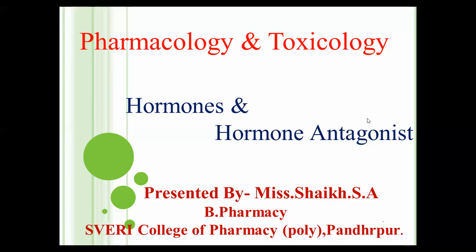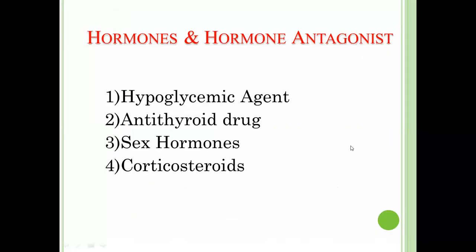In today's lecture, we are going to start the next unit in pharmacology and toxicology: hormones and hormone antagonists. In this unit, we have to study ten chapters. The names of these chapters: firstly, hypoglycemic agents; second, antithyroid drugs. In hypoglycemic agents, we have to study firstly insulin, then oral hypoglycemic agents, their classification and pharmacology or pharmacokinetics. Then antithyroid drugs, then sex hormones, in which male and female, and fourth is corticosteroids. So these four chapters we have to study in this unit, hormones and hormone antagonists.